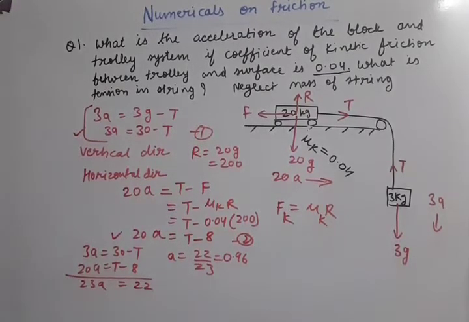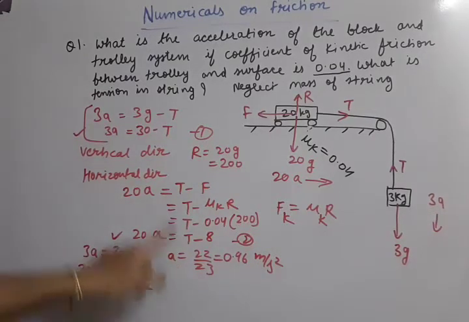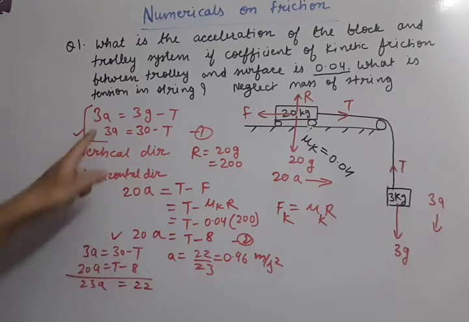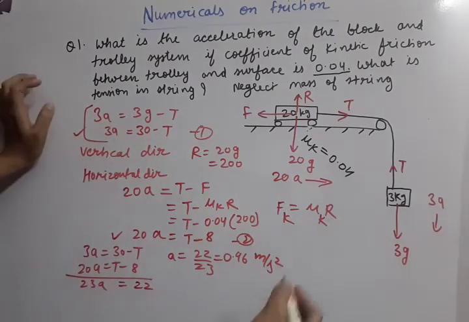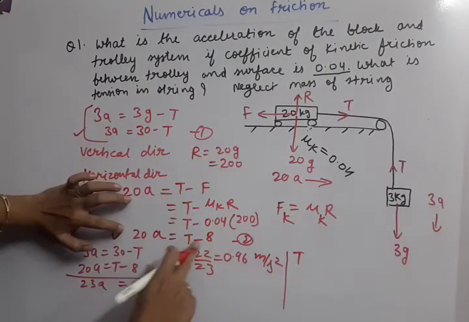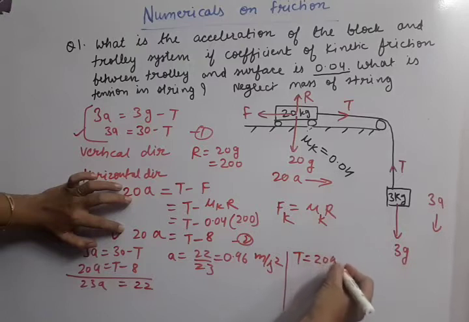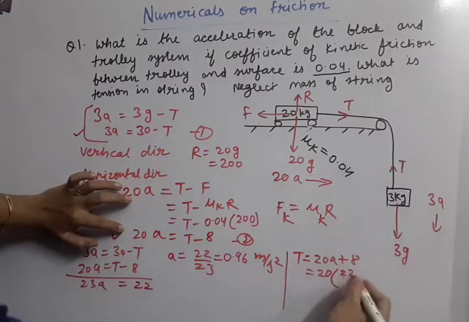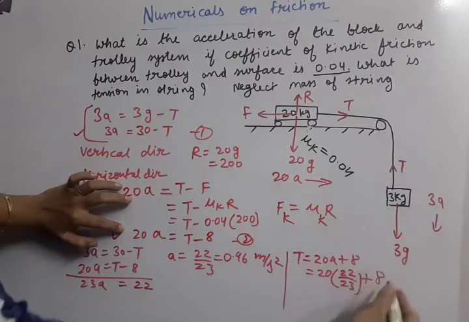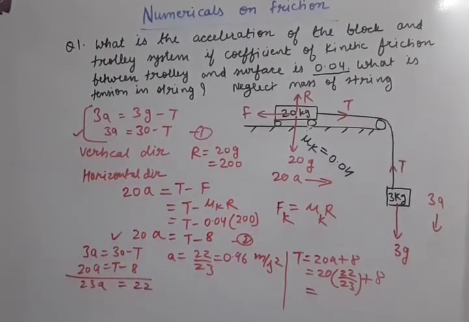Now 0.96 meter per second square. Now if I use this A in any of these two equations, then I will get the answer of tension. So the last step is that we will put in for tension. Suppose I am using this equation. Tension T I have to solve. It will become 20A plus 8. Let us put the A value. A value is 22 upon 23, and plus 8. We need to solve this equation. So the final answer of tension will be around 27 Newton.